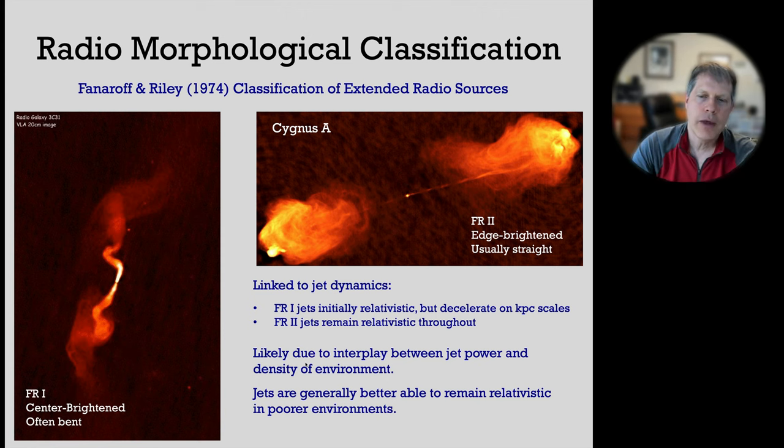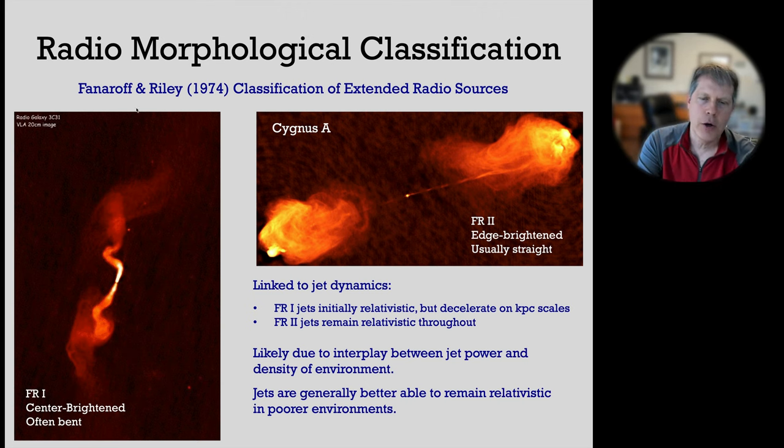Well, this is likely due to the interplay between the intrinsic jet power of the system. Some of these systems may make jets that are just more powerful than others. And it also likely has an interplay with the density of the environment around the radio source, such that, for example, a jet of a given power is generally going to be better able to remain relativistic out to large scales in poorer environments. So again, the thinking for Cygnus A is that it has cleared out its small-scale environment via the previous action of the jet, and that's a big reason why the jet can propagate out to large distances without being terminated and losing its focused, collimated nature. Okay, so that's the basic aspect of the morphological classification.